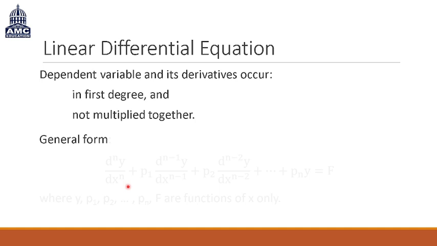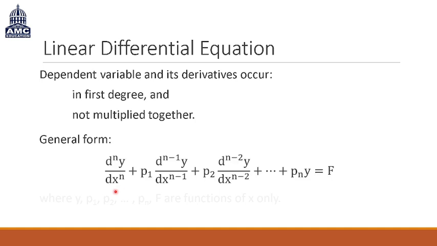Okay, so the general form of a linear differential equation is given as dⁿy/dxⁿ, the nth order derivative of y, plus p1 times the (n minus 1)th derivative, and so on, all the way up to pn times the zeroth derivative of y, which is y itself, and that is equal to f. And here p1, ..., pn, and f, all of these are functions of x only. They do not have any y in them.